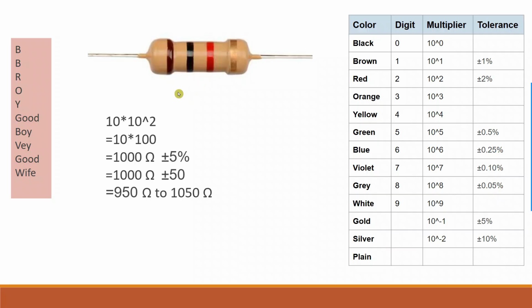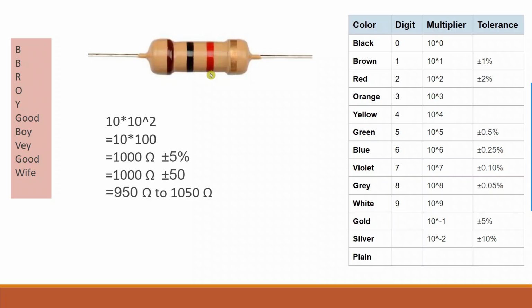Now what is the digit of brown? The first color is brown, so brown means 1. Here I put 1 because of brown. The second color is black, black means 0, I put 0 here. The third will be the multiplier.